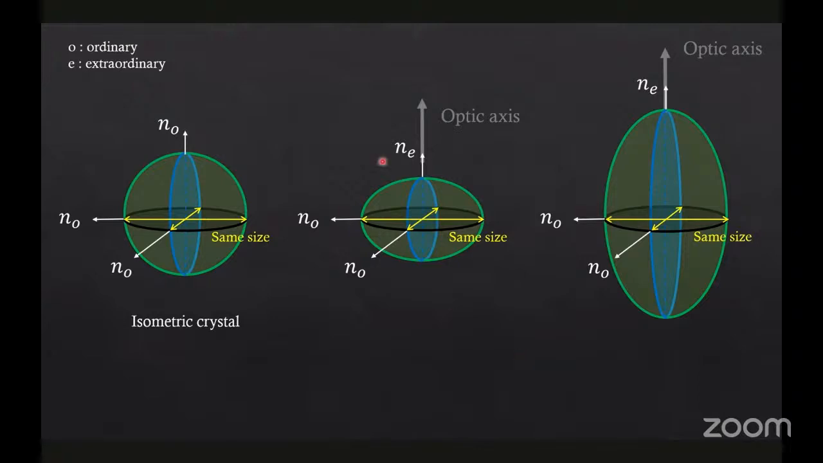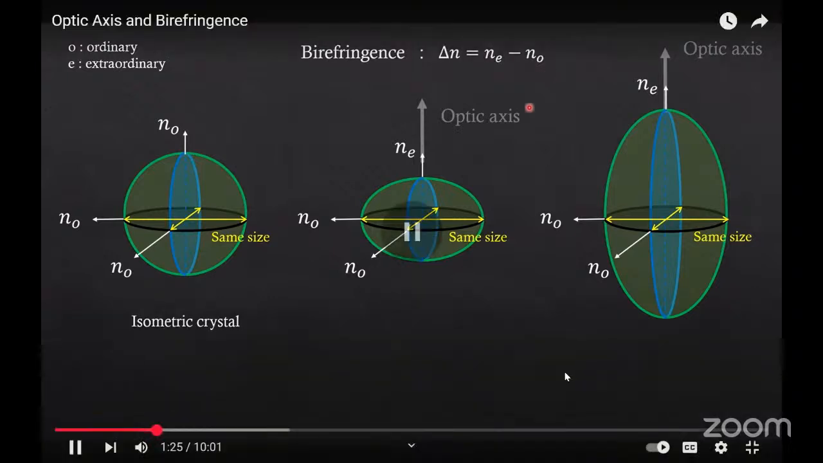Ordinary. That equals Ne minus No. Ne is the refractive index for the extraordinary ray. No is the refractive index for the ordinary ray. Okay.